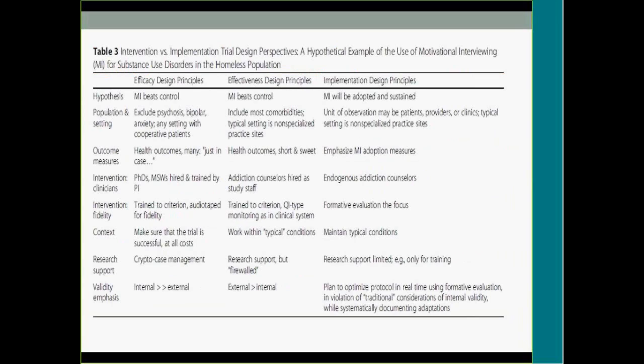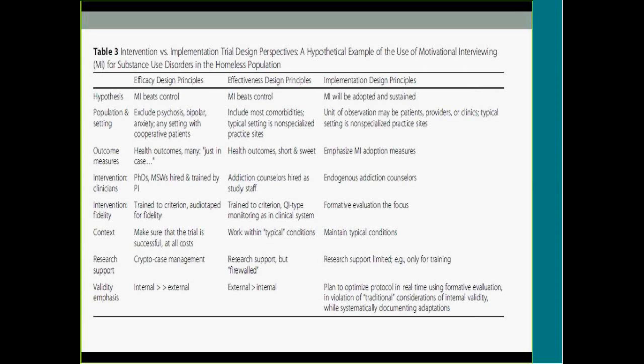Then we can take things a little bit one step further in the realm of implementation science. So when we design an efficacy study, let's say this is a hypothetical example of motivational interviewing for substance disorders in the homeless population, and that has got to be one tough study to do, as you can imagine, right? That can't be easy. But anyway, so the hypothesis in the efficacy category would be the MI beats control.